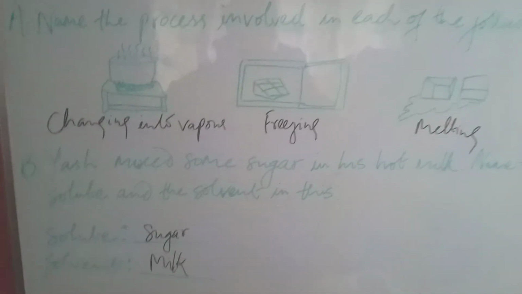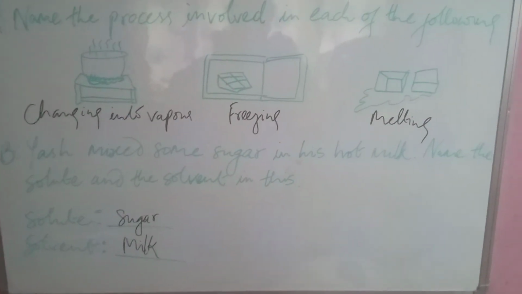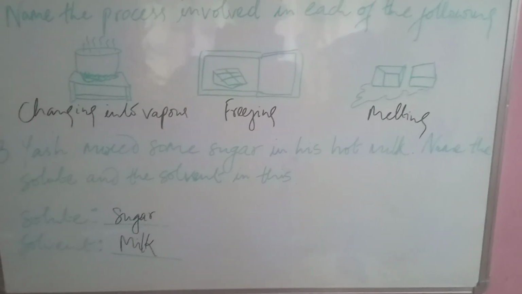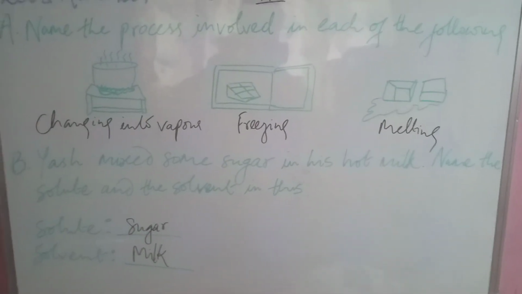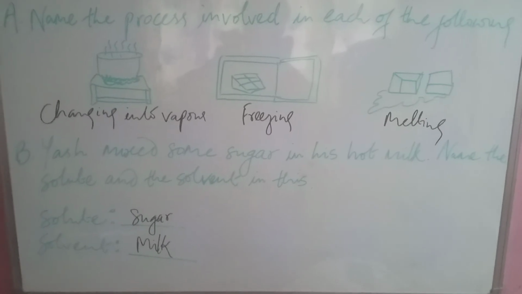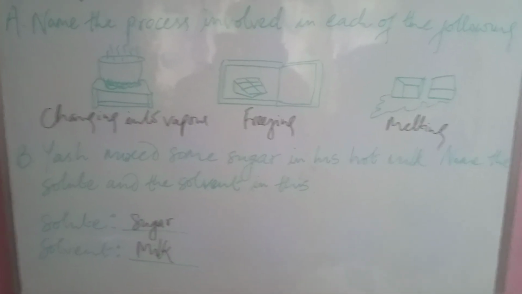And then question B, Yash mixed some sugar in his hot milk. Name the solute and solvent in this. So sugar is the solute and milk is the solvent here.